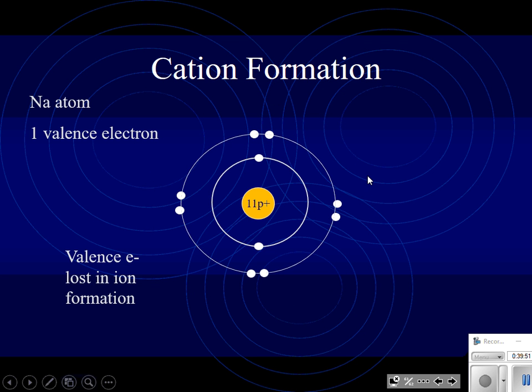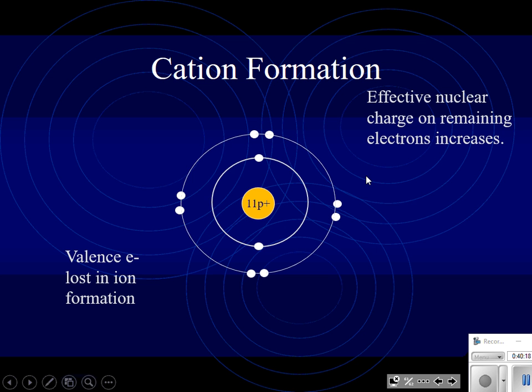Now is that filled? Absolutely. Therefore, if you count them up, I have 11 pluses. I have 10 minuses. So what's my charge? Positive 1. I have a net charge of 1. So when sodium forms a cation, a positive charge, it's going to be +1.